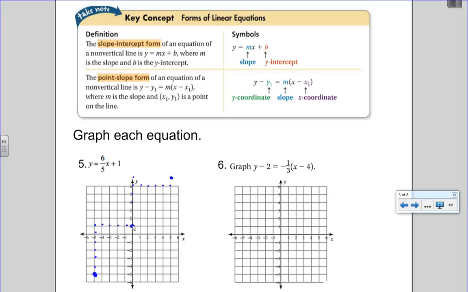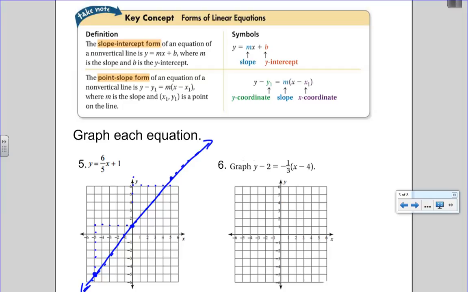That is the same as going up and right. We go down and left. And now I have 3 points, which helps me make a little bit more of a straight line. That right there is the graph of the equation y equals 6/5 x plus 1.